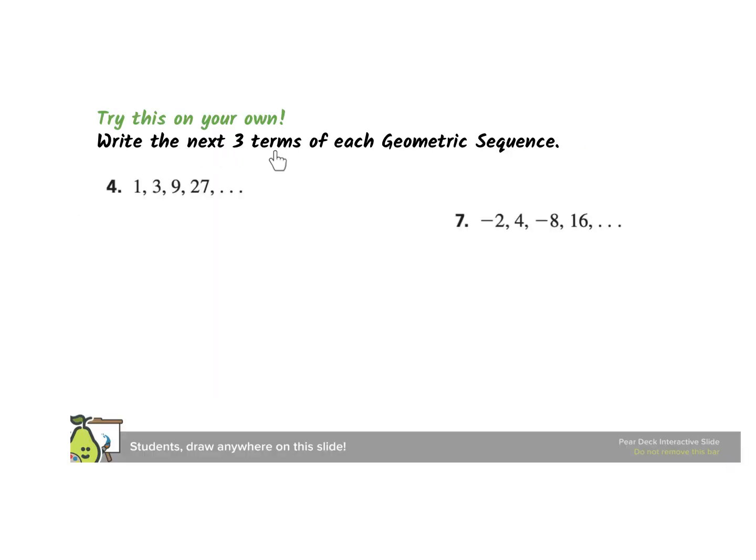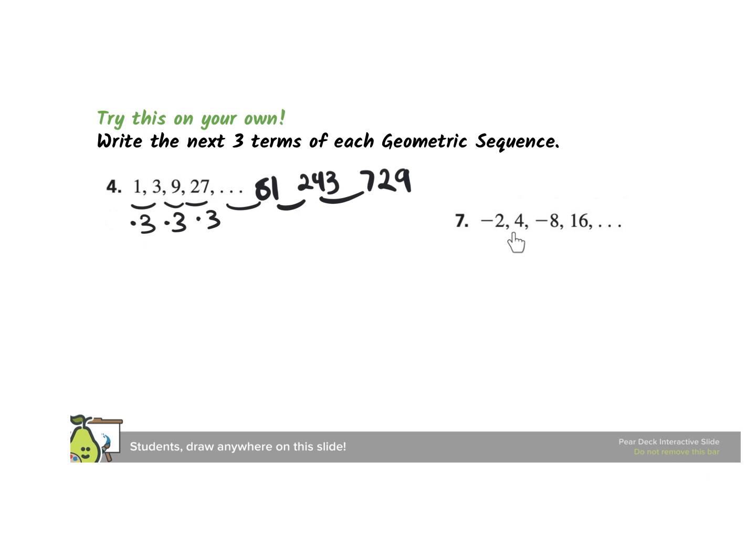Try this on your own. We're going to write the next 3 terms of this geometric sequence from 1 to 3, 3 to 9, 9 to 27. We're multiplying by 3 each time. So 27 times 3 gives us 81. 81 times 3 gives us 243. And then 243 times 3 gives us 729.